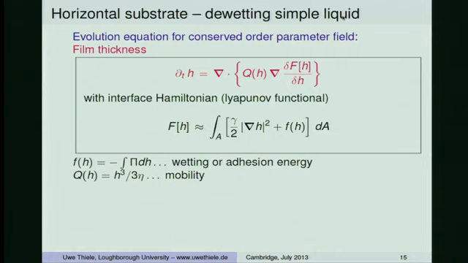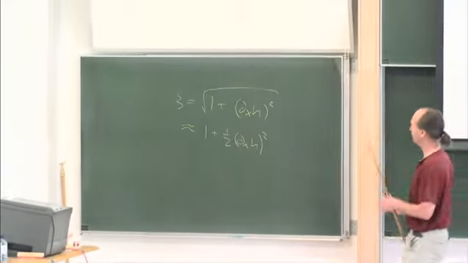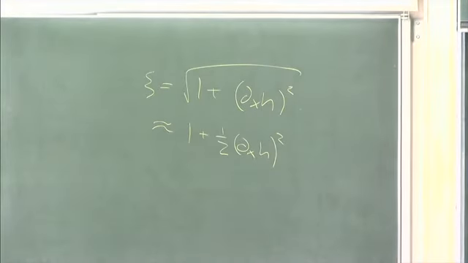So let's try out what happens. Now I'm cheating: I replace this factor psi, which was the square root of 1 plus (∂x h) squared, by 1 plus 1/2 (∂x h) squared. So I take a small slope approximation, and then I drop the 1 because the 1 will not contribute to the variation anyway. So I replace this factor psi by the square of the gradient.